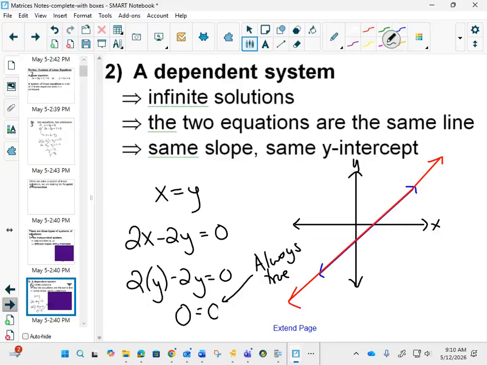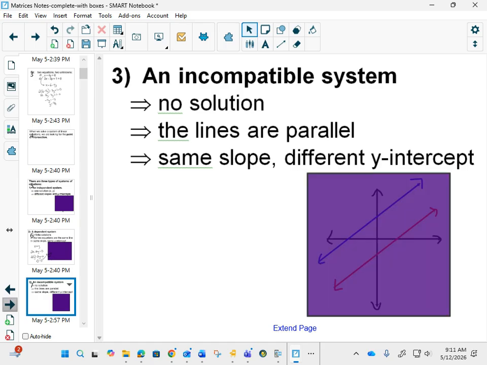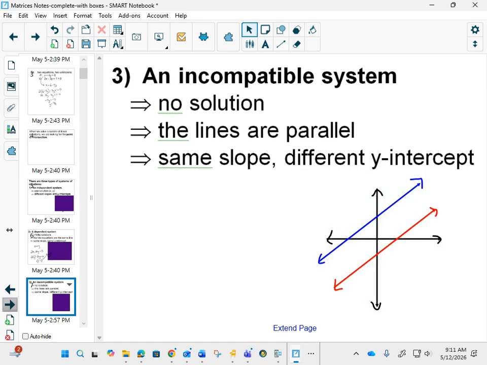They're going to have the same slope. They're going to have the same y-intercept. And if you try to solve it with substitution or elimination, you will get something like 0 equals 0, which is problematic. And then you have your incompatible system, 2 parallel lines.